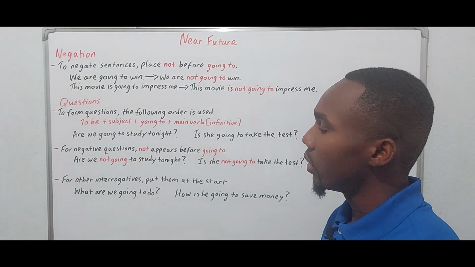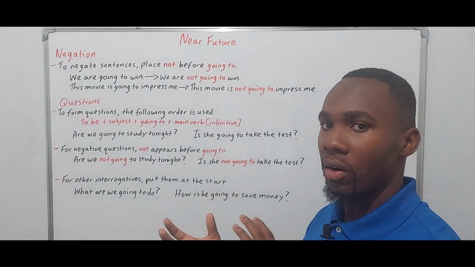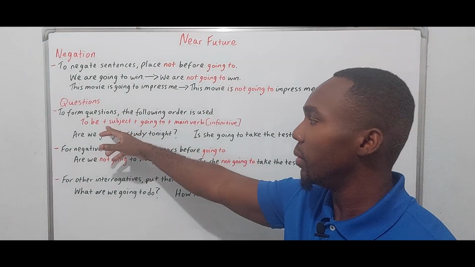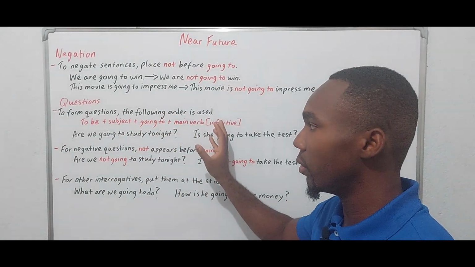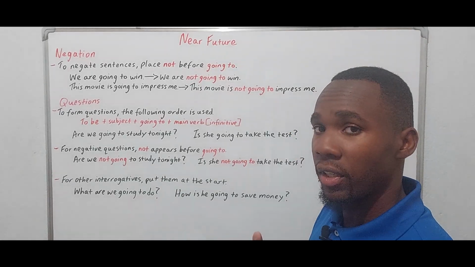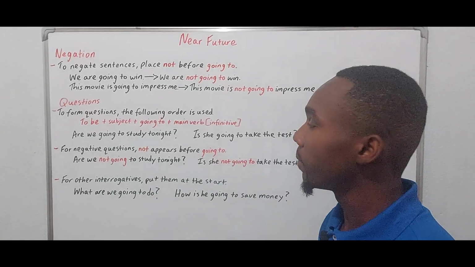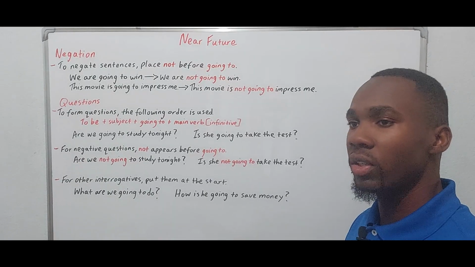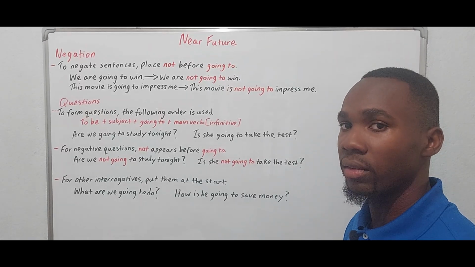All right, questions. So to form questions, the following order is used. So we just change the order of an affirmative sentence if you want to create a question, right? We use to be, so we put the verb to be at the start, followed by the subject, followed by going to, and then the main verb, all right? So are we going to study tonight? The affirmative equivalent would be we are going to study tonight. So just realize that the order has been changed, right? Same thing over here. Is she going to take the test? She is going to take the test. But to turn it into a question, is she going to take the test?